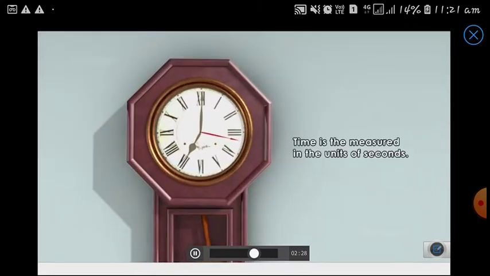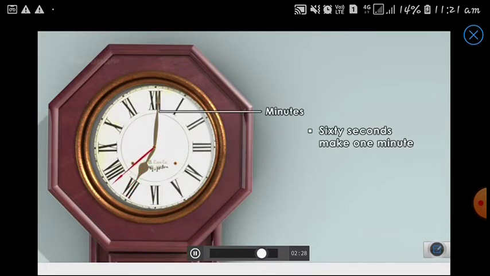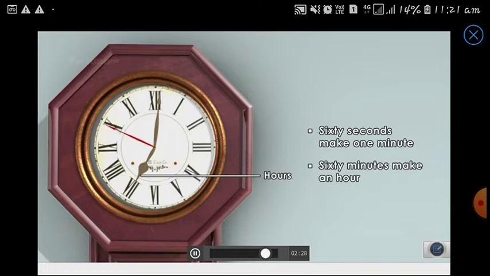Time is measured in the unit of second. In our clocks and watches, we can see 3 hands. The thin and fast-moving hand measures the seconds, the smaller periods of time. The thick and longer hand measures the minutes. 60 seconds make 1 minute. The shortest hand measures hours. 60 minutes make an hour.